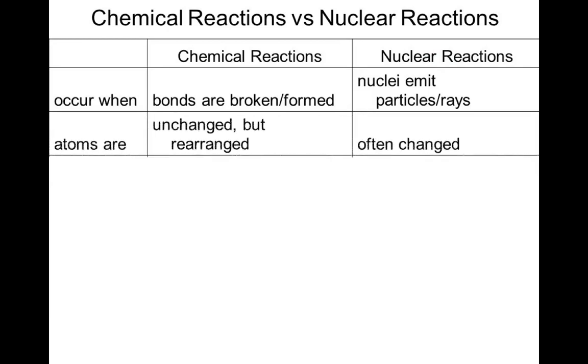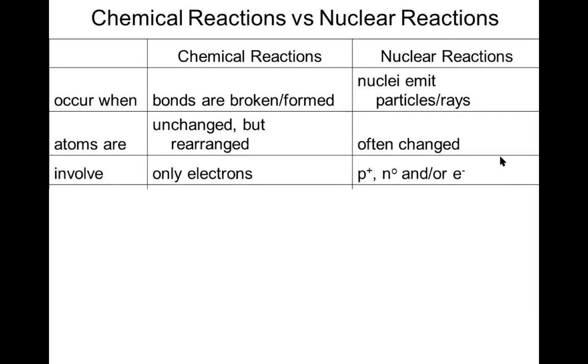So what happens to the atoms? In chemical reactions, the atoms don't change identity, but they're just rearranged. In nuclear reactions, the identity of the atoms changes. We start with carbon, we end up with nitrogen. In chemical reactions, you start with carbon, maybe in a glucose molecule, you'll end up with carbon in a carbon dioxide molecule. So you don't lose the carbon, but in a nuclear reaction, that carbon actually turns into nitrogen.